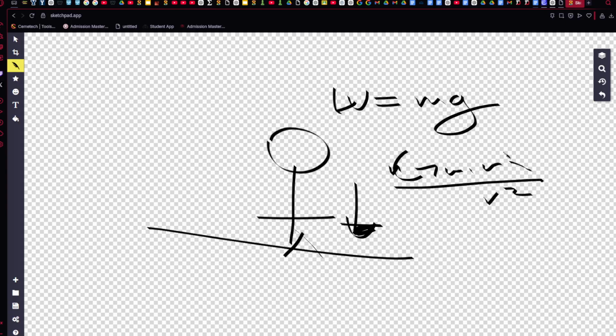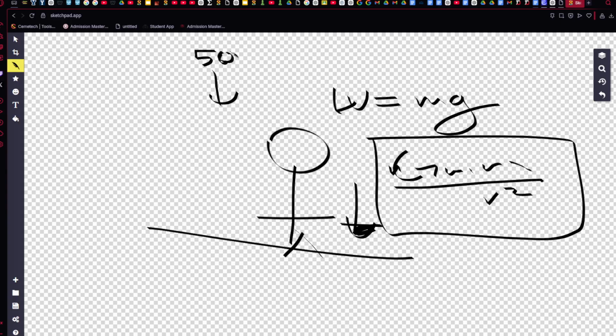But it gets a little bit different. So let's say you're standing here. Let's say you weigh 50 newtons. That means the normal force, or the force you're exerting on the ground, is 50 newtons. But let's say I come along and push your head down with a force of 5 newtons.